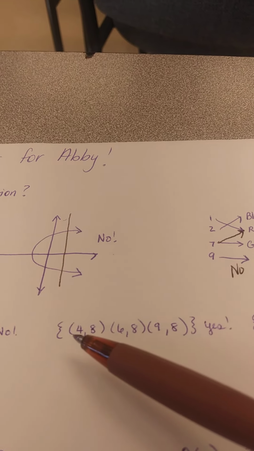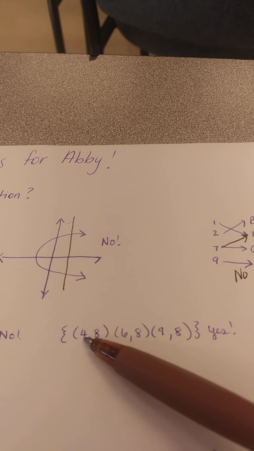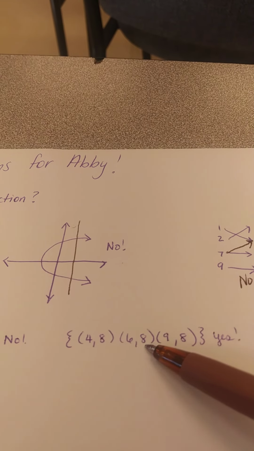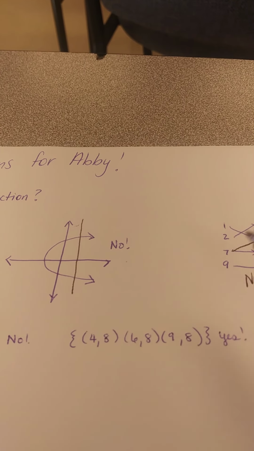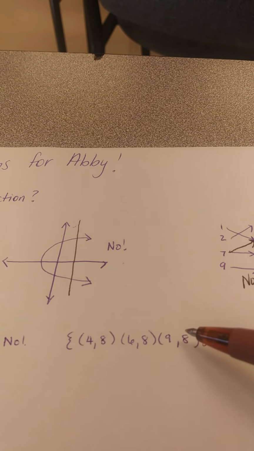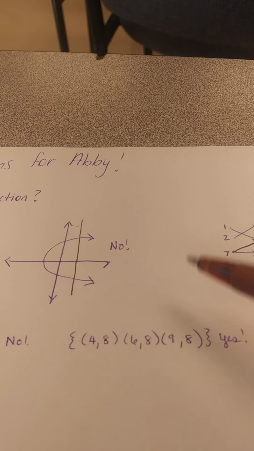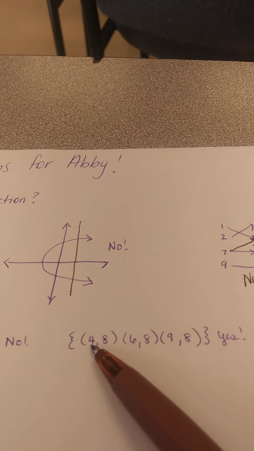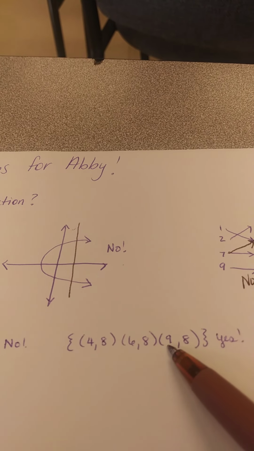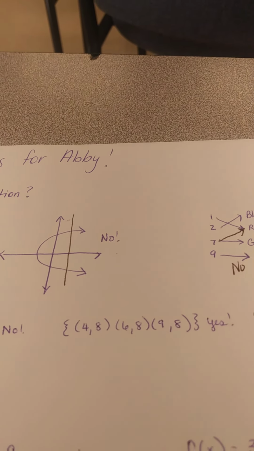All right, this one, again, different x's. 4 points to 8, 6 points to 8, 9 points to 8. Yes, it's a function. Yeah, I reused the 8's, but reusing the y part is allowed. We're really just checking the x's. And because each of these x's is a different number, yes, this is a function.